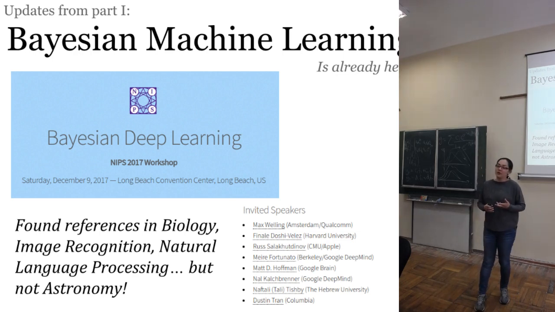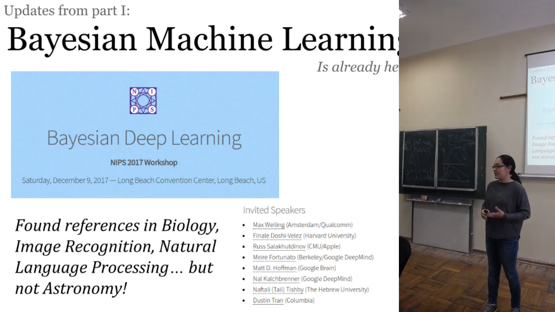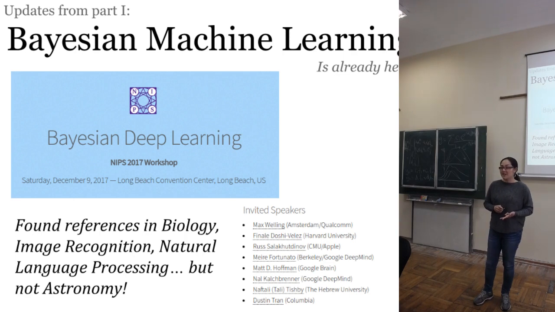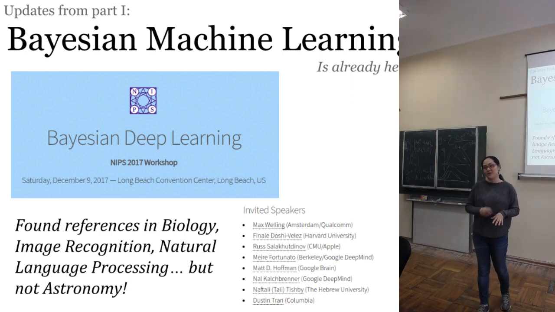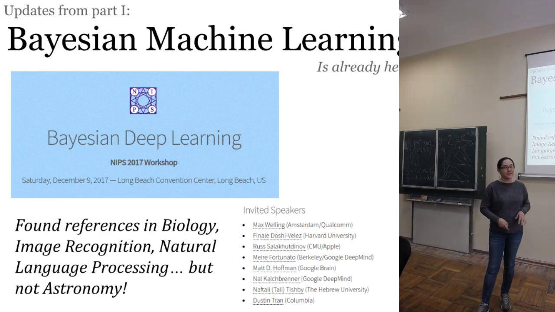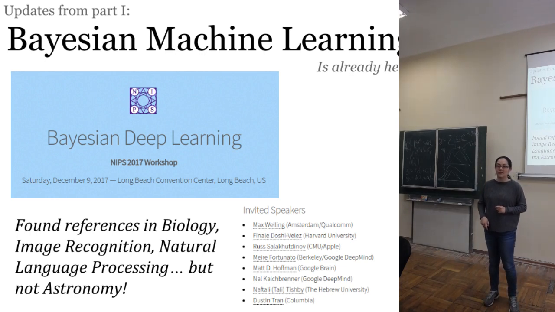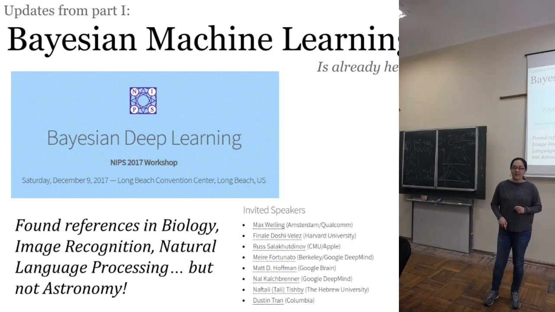And I also looked at some academic articles to see if this has been done in academia. I found references in biology, in image recognition, in natural language processing, and none in astronomy. Maybe it's my fault, but I couldn't find any applications in astronomy. So this would be a very nice way to do it, I think. Questions?